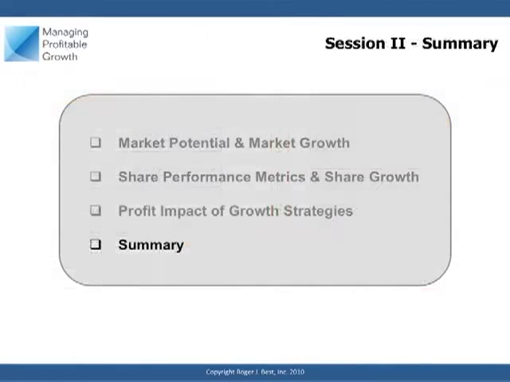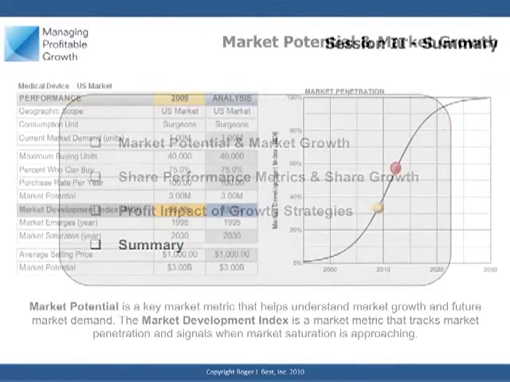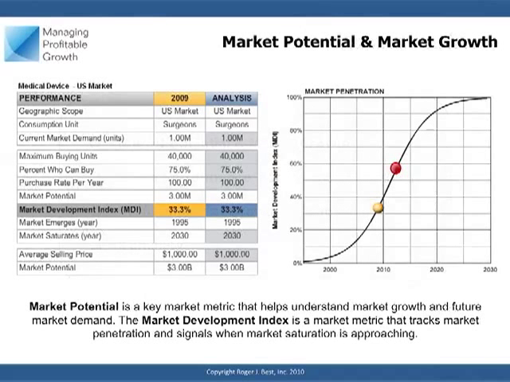Let's review what we've covered in Session 2. Using Metric 2.2, you can estimate your market potential and create a market development index. Using the market penetration curve, you can estimate future market demand and the rate of market growth. You can also evaluate different market development scenarios that could change the market potential, the market development index, and the year-to-market saturation.